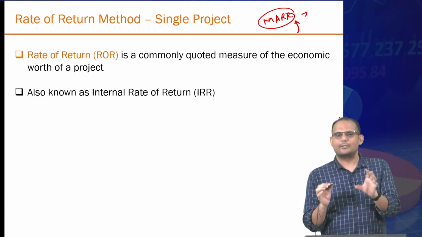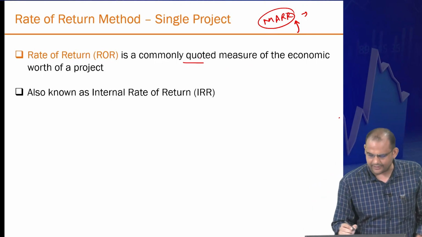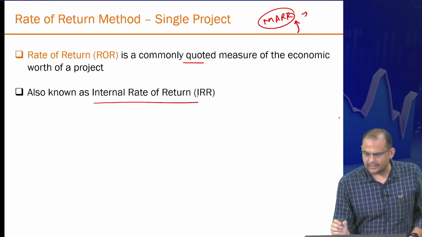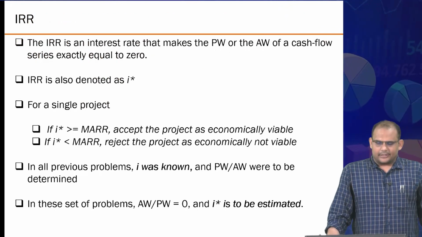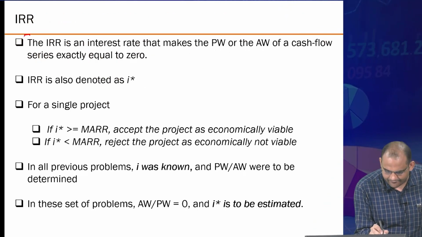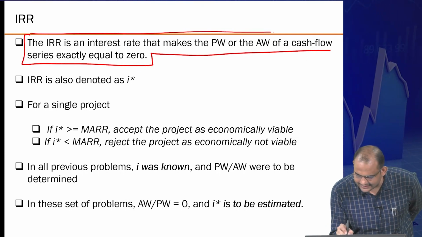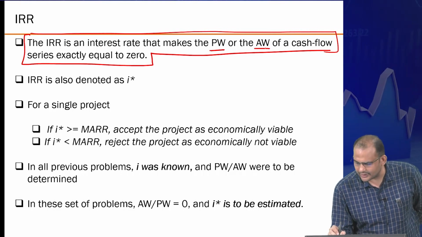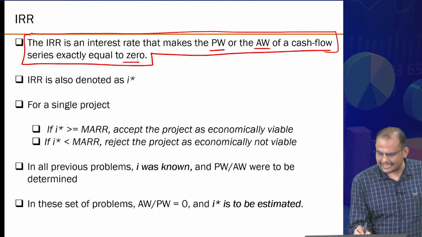Let's look into more detail, but this is a commonly used measure of the economic worth of a project, and it's also known as the internal rate of return, called IRR. So the technical definition of IRR is an interest rate at which the present worth or the annual worth of the cash flow series will be exactly equal to 0.